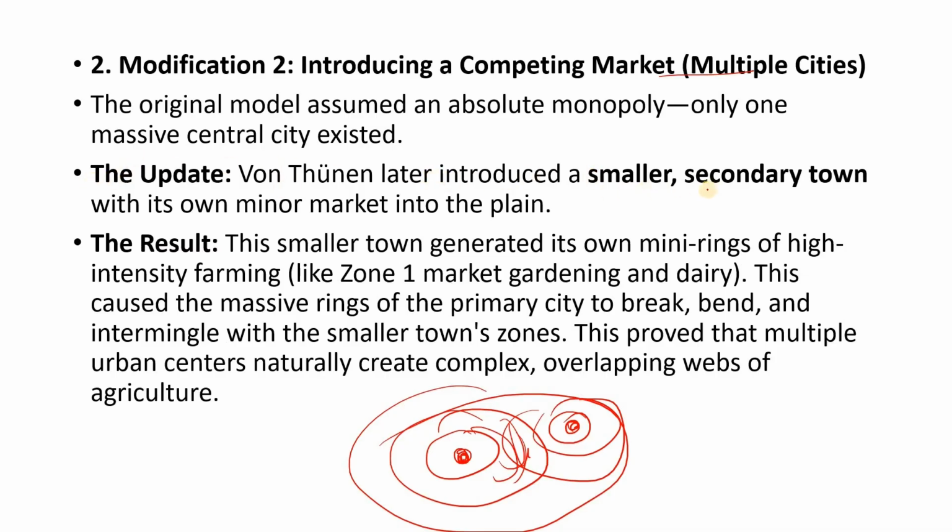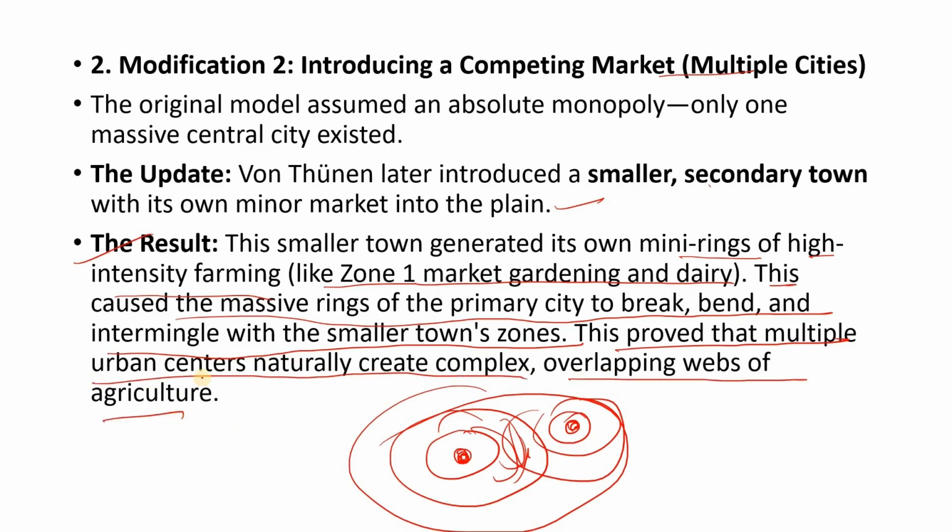Von Thünen later introduced a smaller secondary town with its own minor marketplace. The result, this smaller town generated its own mini rings of high intensity farming like zone 1 market gardening and dairy. This caused the massive rings of the primary city to break, bend and intermingle with the smaller town zones. This proved that multiple urban centers usually create complex, overlapping webs of agriculture. See, this is modification number 2.